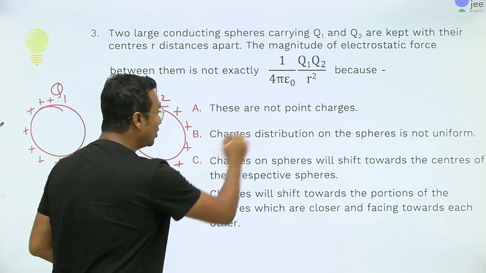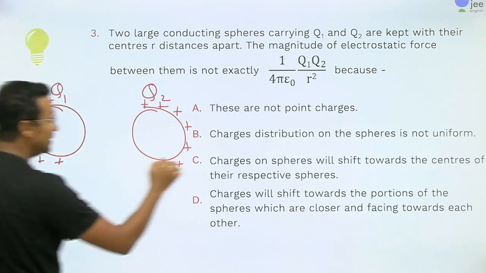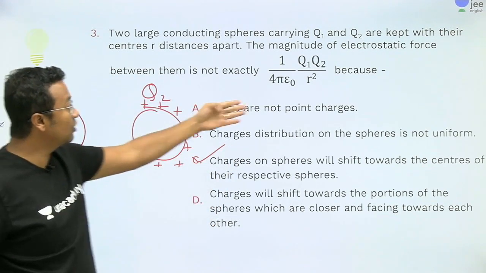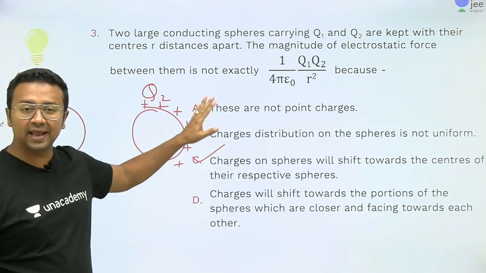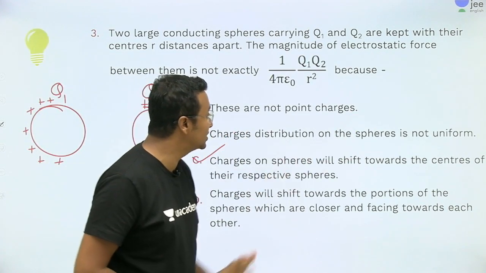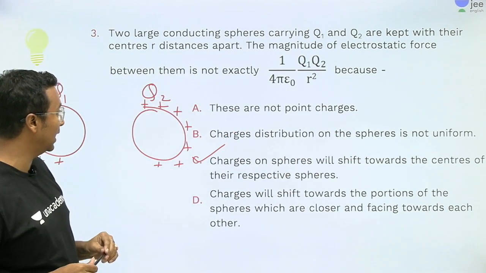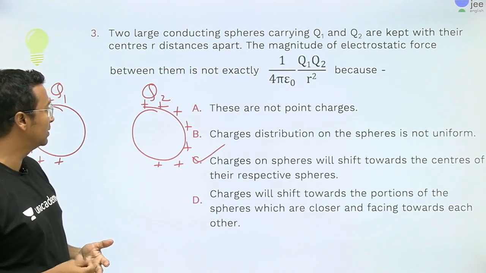Alright, as a result of which option C will be the correct answer. These are not point charges. Well, we treat them as point charges, so option A cannot be the correct answer. Charge distribution on the sphere is not uniform, okay.